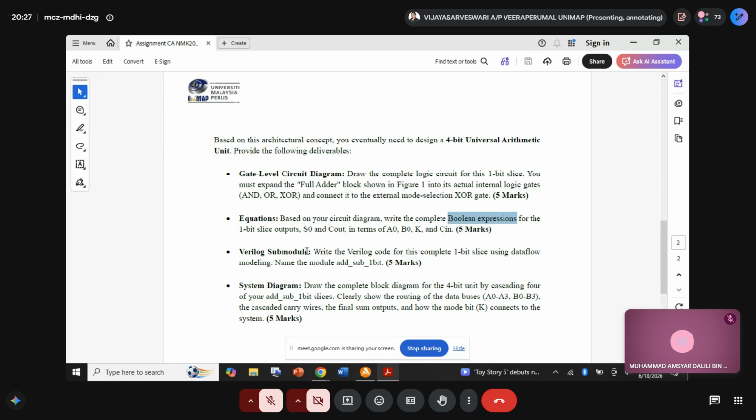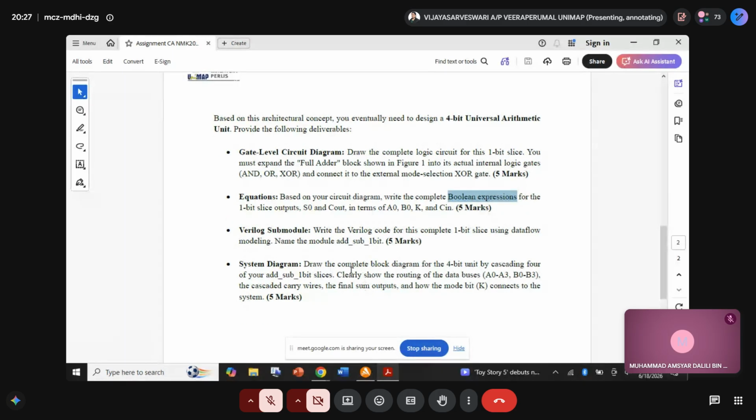You have to write code based on the one bit full adder. After you have written the full adder, the next thing you have to do is draw the complete 4-bit by cascading the four. Cascading means taking the C in into C out as a C in, C out as a C in, C out as C in. So you have to cascade your four full adders.